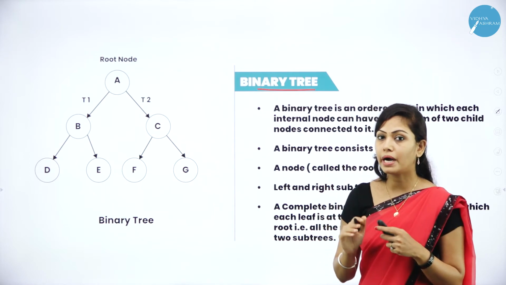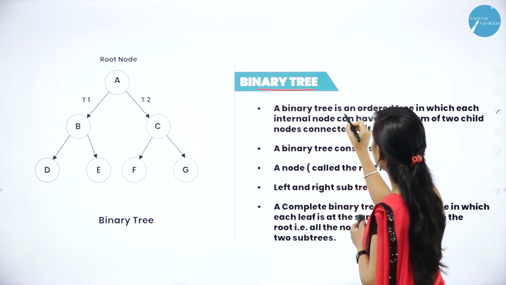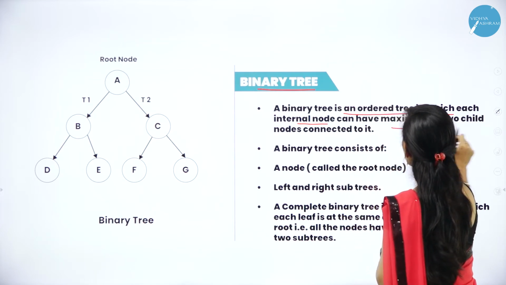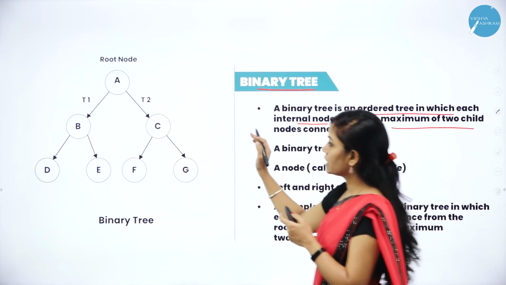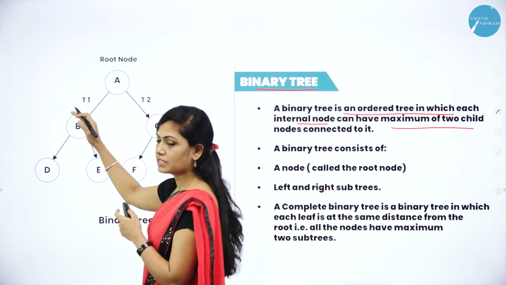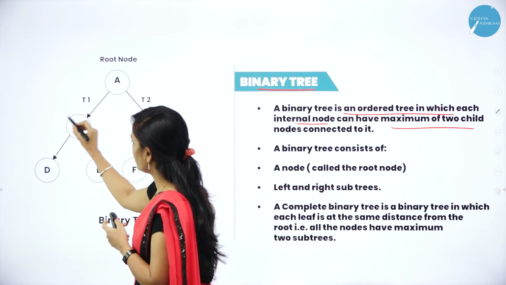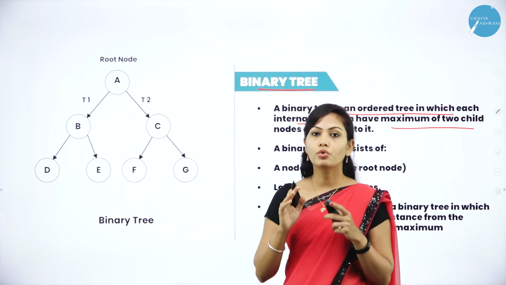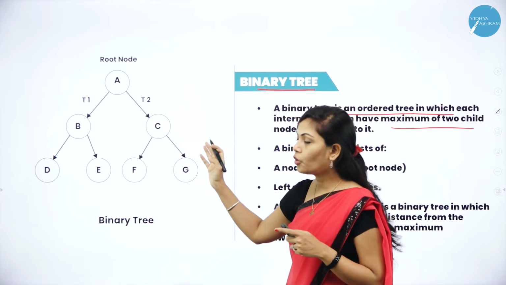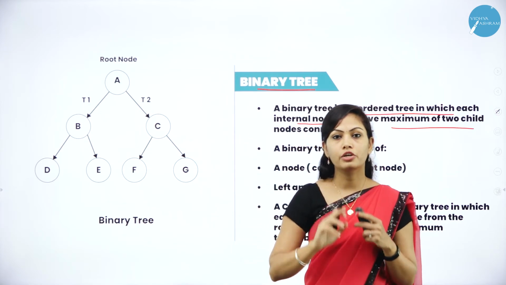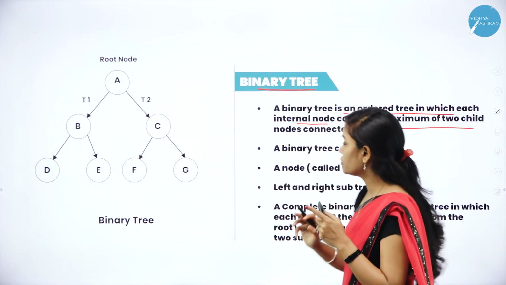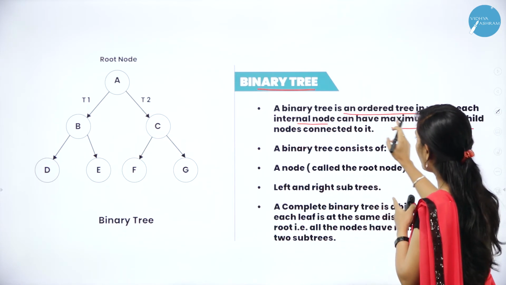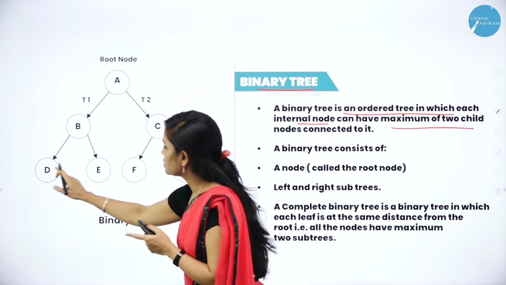What is the meaning of binary tree? A binary tree is an ordered tree in which each internal node can have a maximum of 2 child nodes. I will consider this one internal node, it is having 2 child nodes. What is the meaning of internal node? The node which has one or more children, we can call it an internal node.